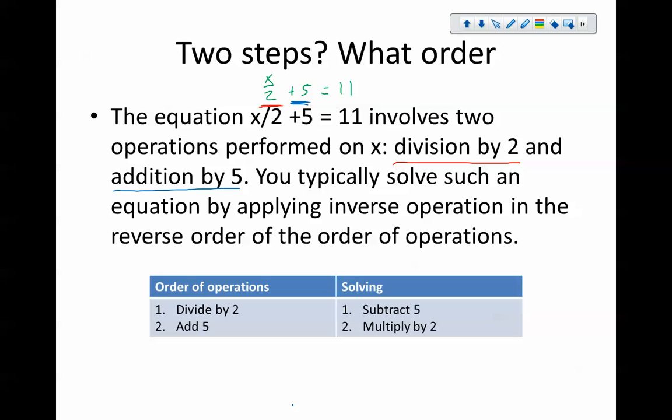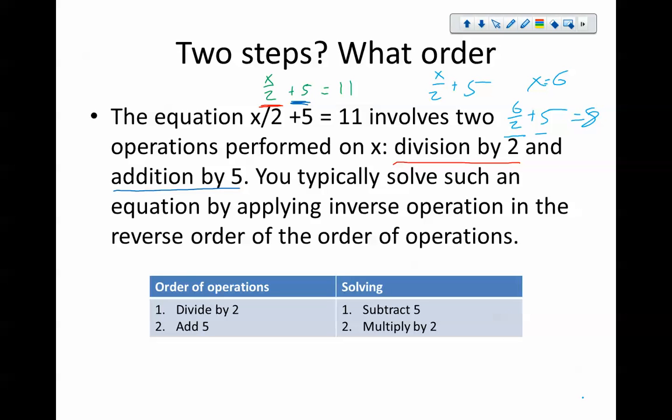Typically, if we were plugging a number in for x, say we were just doing this expression, x over 2 plus 5, and x is 6, right? X is equal to 6. And so typically speaking, you would do the division first. That's 3 plus 5, so that's 8.